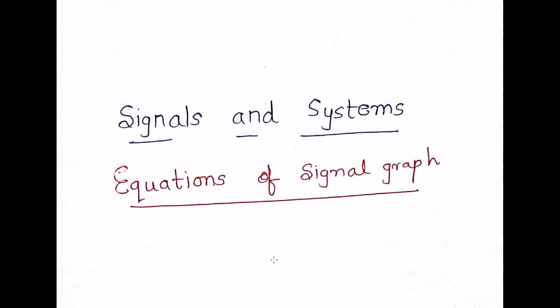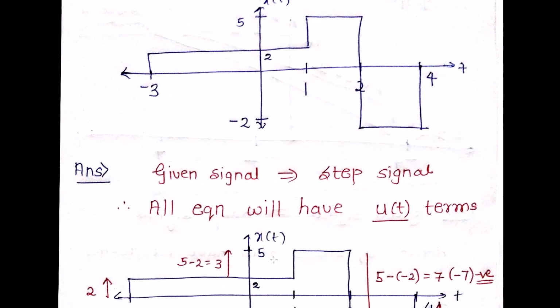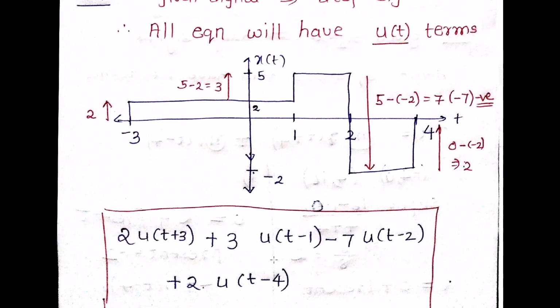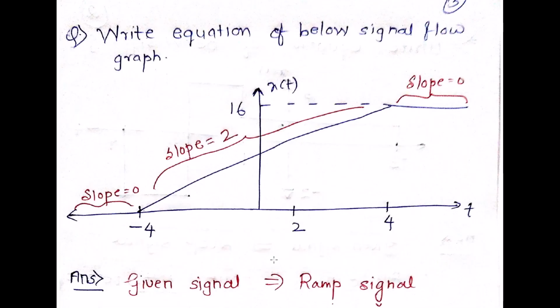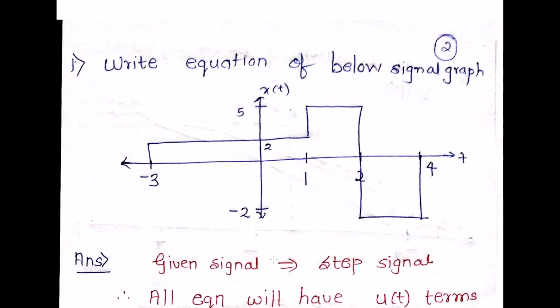So today we'll be learning another important concept in signals and systems, that is the equations of a signal graph. Basically, in this video we'll be learning how to write equations from a given signal graph. The graph will be given to you, and how are you going to derive the equations from it? This one is for a step function and this is for a ramp function. So we'll be learning two examples, solving these two problems and trying to understand the same.